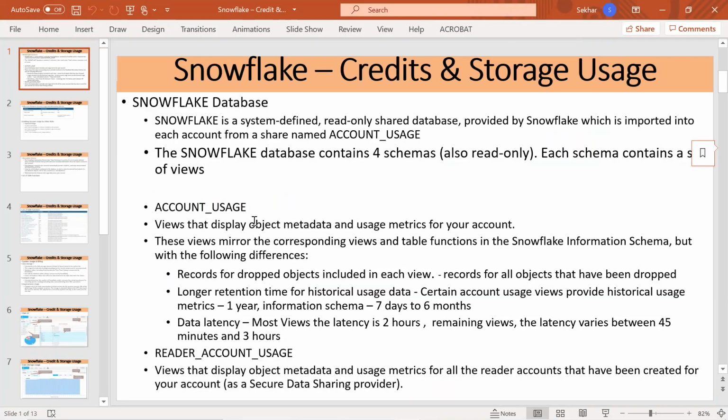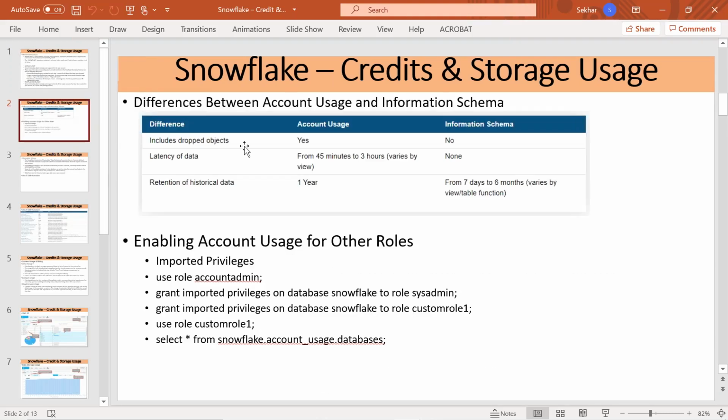Account usage: there are some differences between the account usage and information schema. These are views that display object metadata and usage metrics for your account. These views mirror the corresponding views and table functions in the Snowflake information schema, but with differences. What are the differences? I gave the differences here. Account usage includes dropped objects, and account usage keeps the history for 1 year. Information schema depends, sometimes 14 days, sometimes 3 months, it varies.